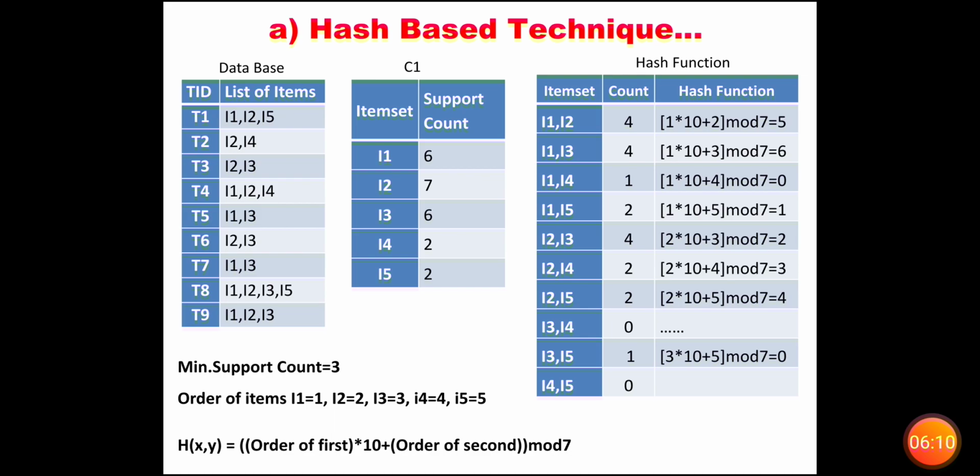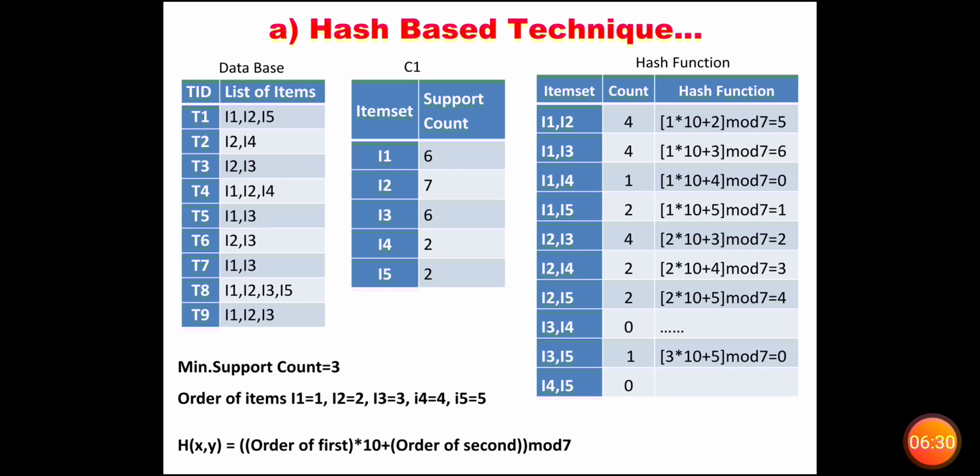The hash function will be implemented with the help of the formula: h(x, y) equals (order of first item times 10 plus order of second item) mod 7. The 7 is a prime number. Now we will go for the hash function.